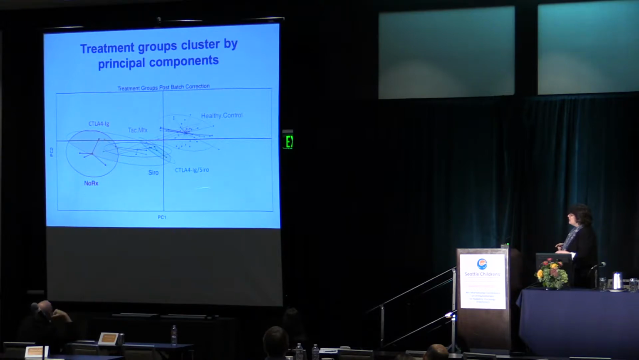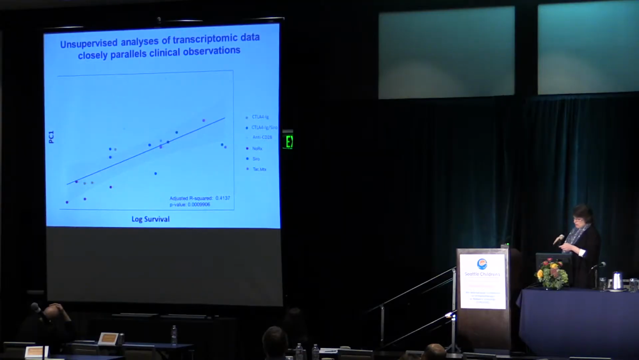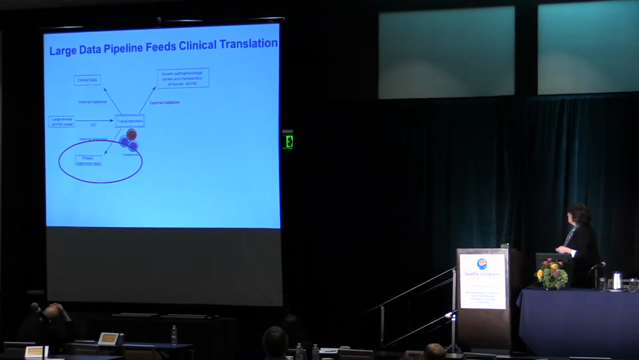So we have a really nice indication that our transcriptome is going to mirror clinical outcomes, and that, of course, gives us a very important check to make sure that what we're going to see when we do the mechanistic studies is actually going to be predictive. And in fact, it looks very good. If you plot survival against PC1 for all the different groups that we've done, we get a nice correlation there, really suggesting that this transcriptional work is going to hopefully be predictive of important mechanisms.